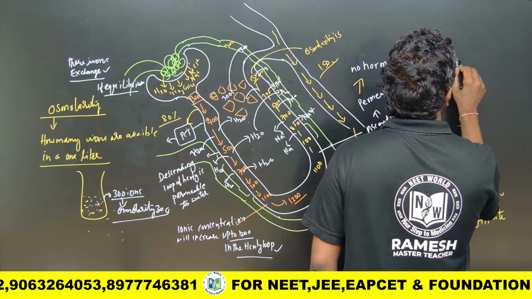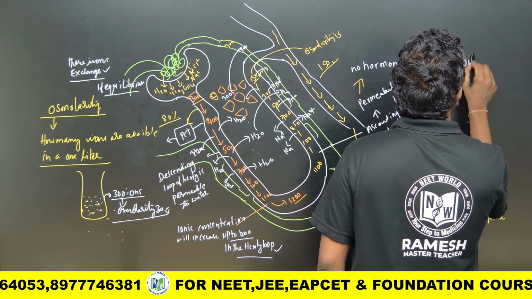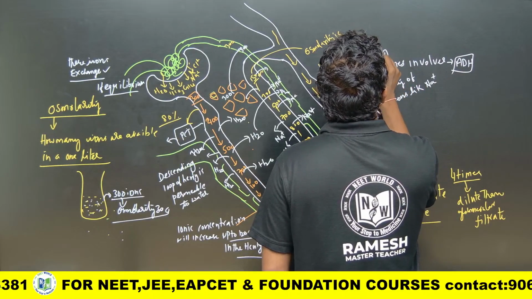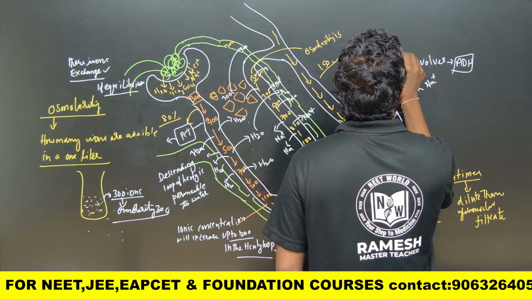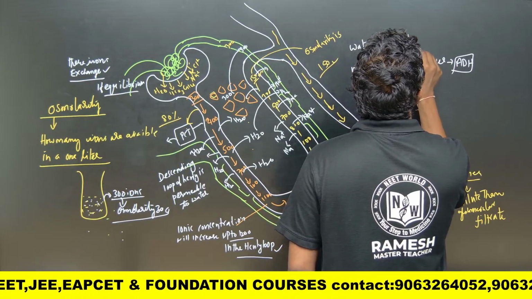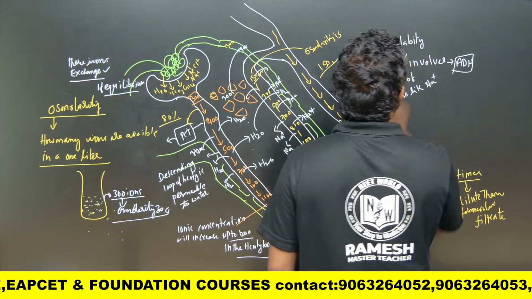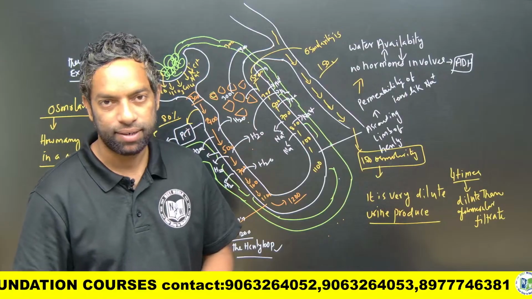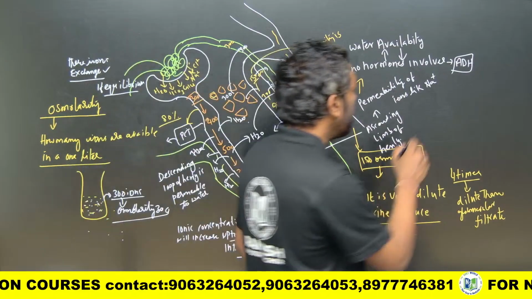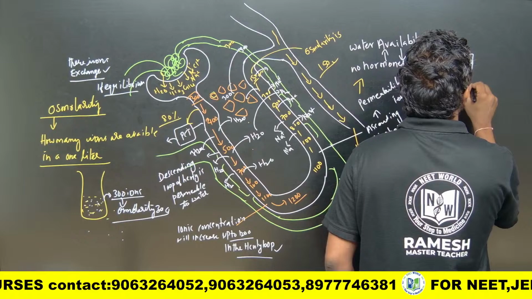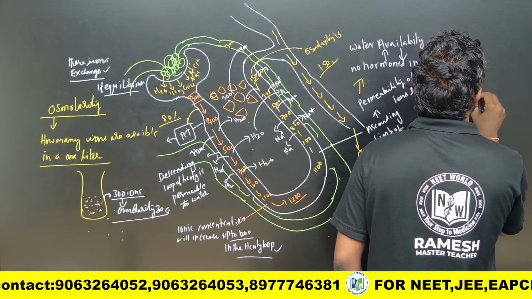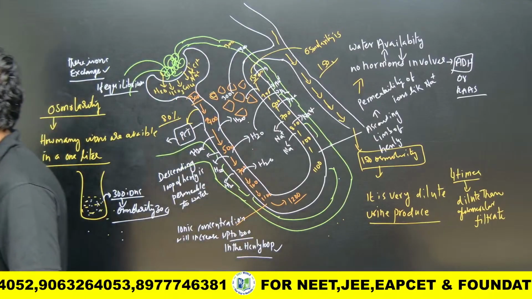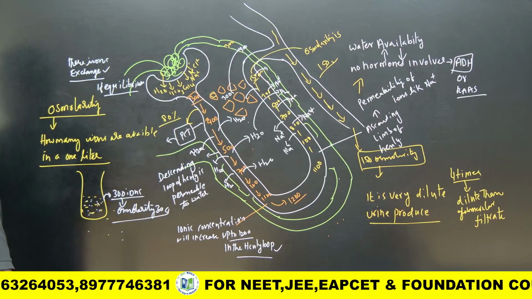Hormones like ADH are not involved because of water availability. Water availability leads to no hormones being involved, like ADH or RAS. In this condition, dilute urine is produced.